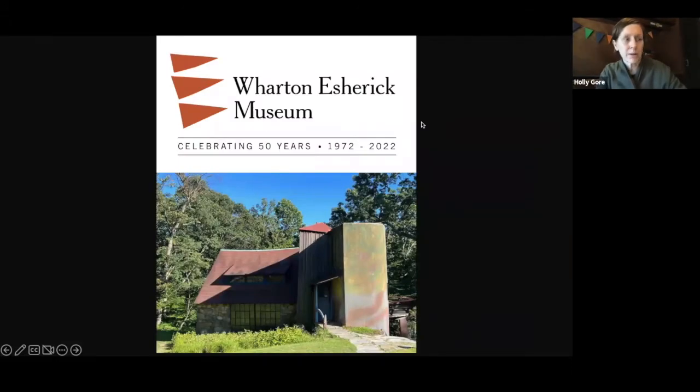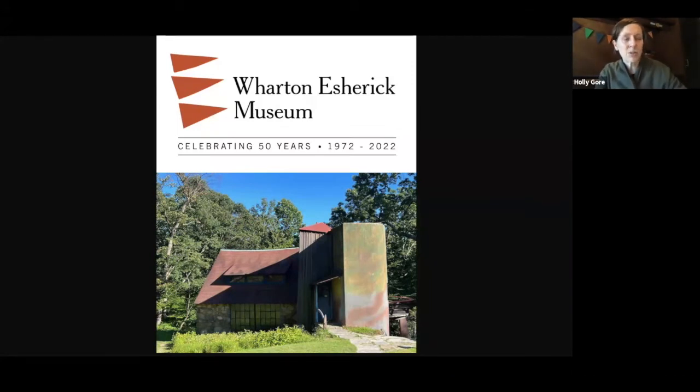Today's program is part of the Wharton Esherick Museum's 50th anniversary celebration. The museum first opened to the public in 1972, about 2 years after Wharton Esherick passed at 82 years old in 1970. The museum founders were all his family members, and they were united with this vision that they needed to keep the studio intact with all of its artworks, holding together this total work of art that we celebrate today.